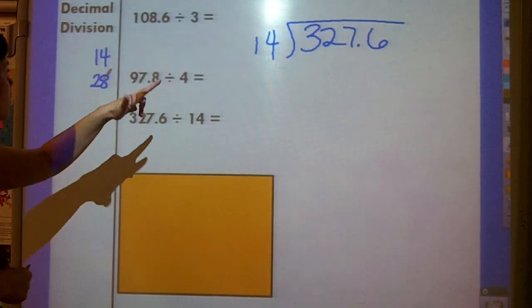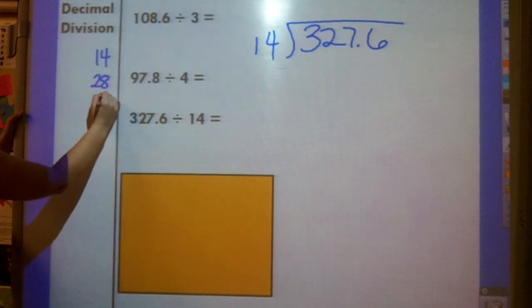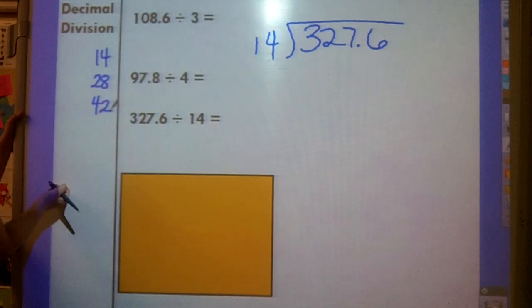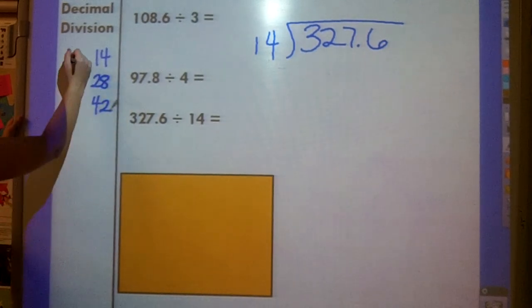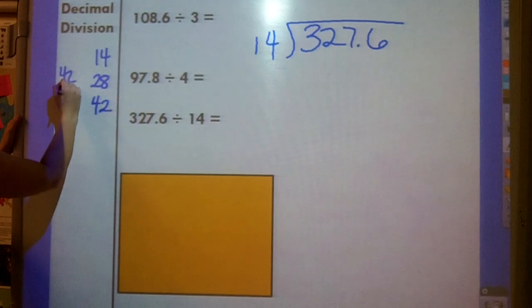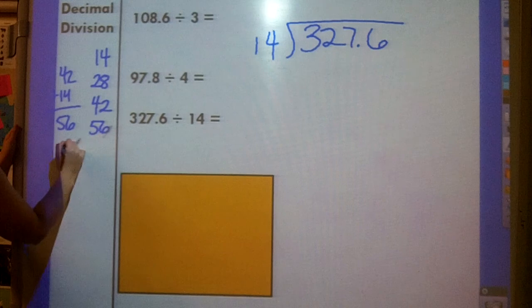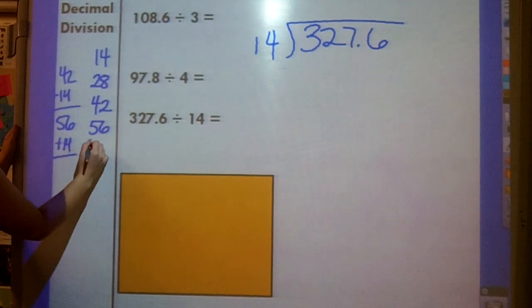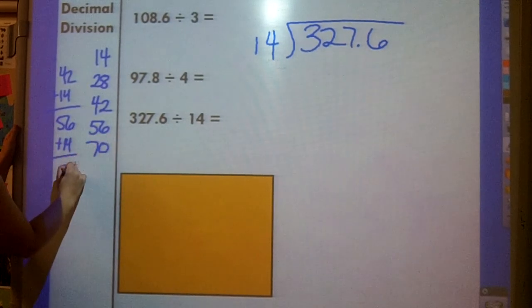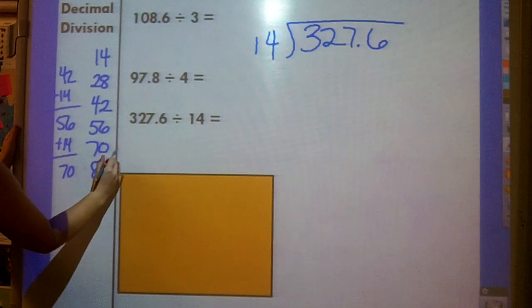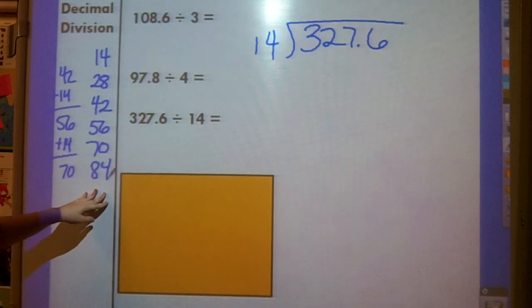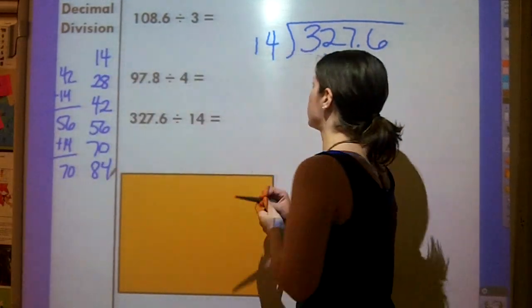35, 42. And then from there, it's not actually that easy, so I'm going to go 42 plus 14 and see what I get. 56 is my next one, plus 14 is 70, plus 14 is 84. So I just listed out my multiples, so now I can do my division easier.